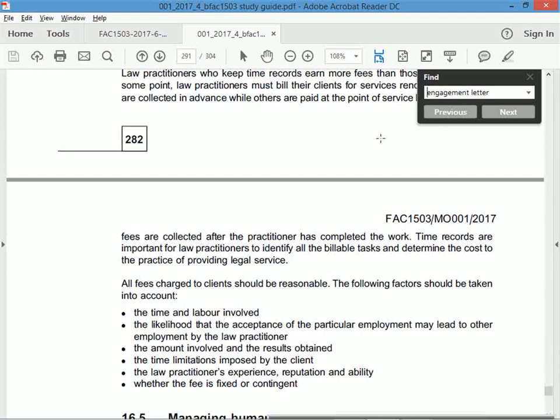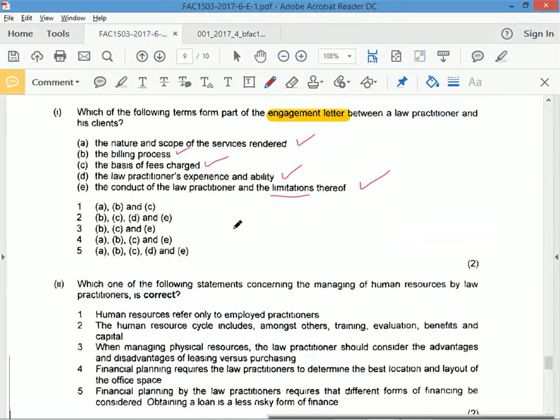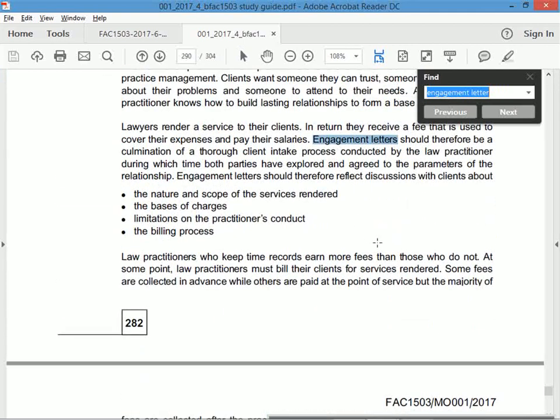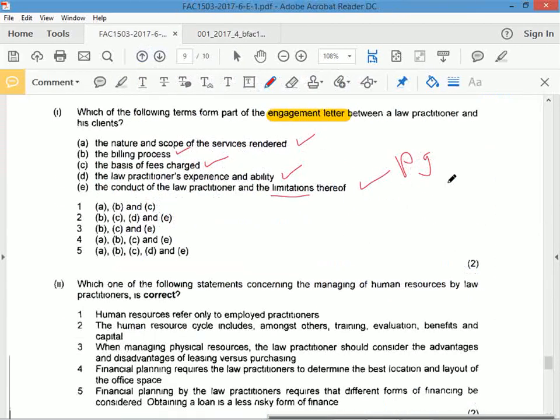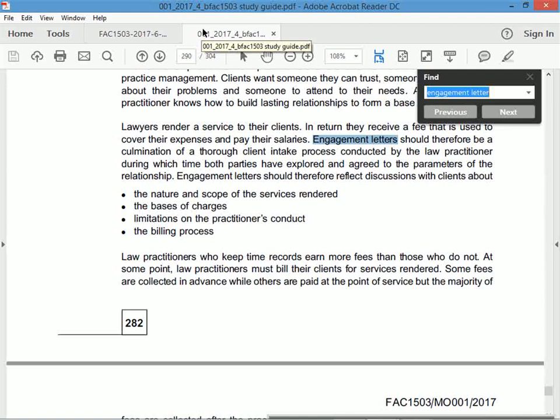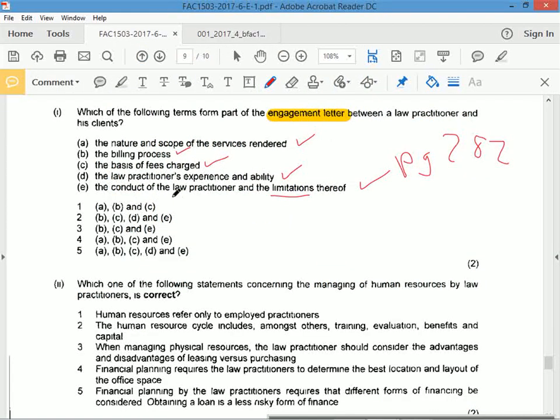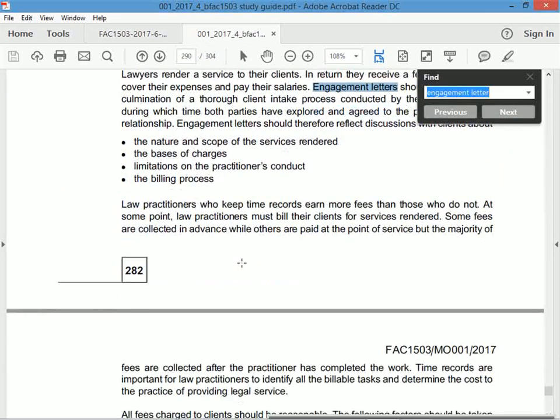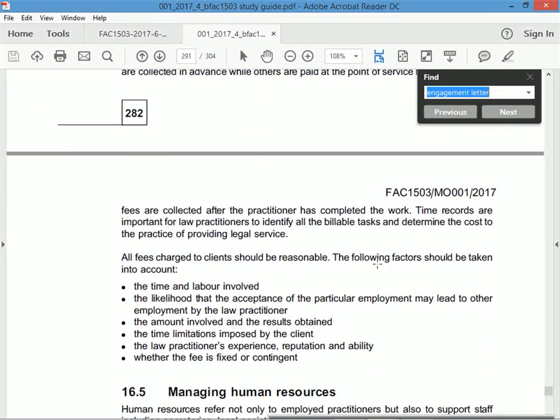Okay, maybe if we want to keep it very specific to your question, nature and scope was definitely there in terms of page 282. Okay, billing process is there, basis of charges is there, limitations is there. Okay, this one isn't on page 282. It's something additional that falls over here.